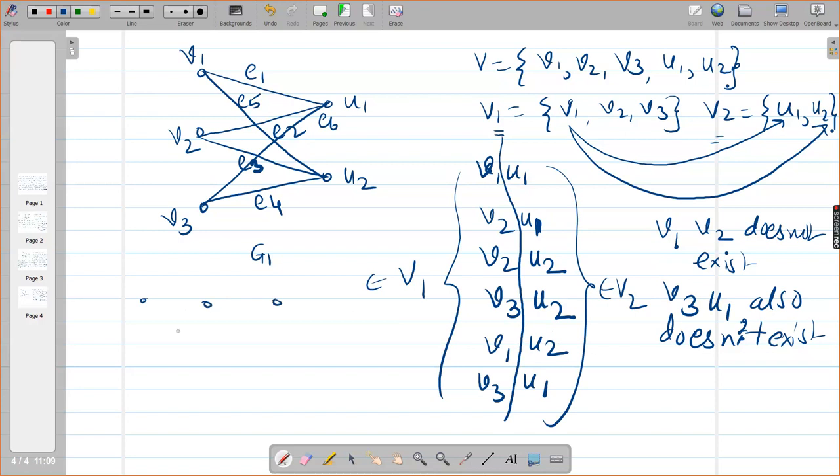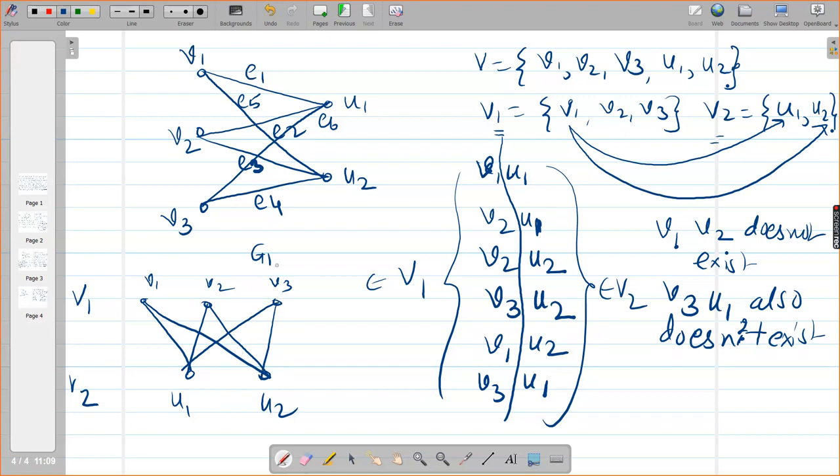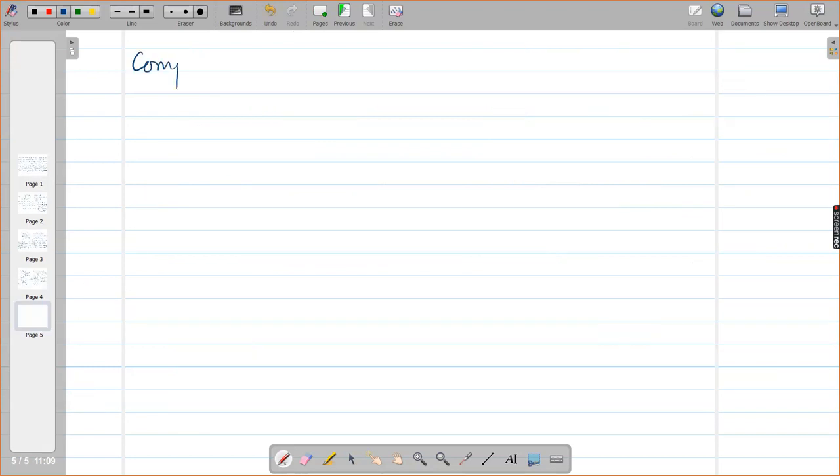So as I have drawn here, these are the vertices of V1, these are the vertices of V2: V1, V2, V3, and these are U1, U2. So I have made these adjacent: V1 with every other vertex of V2, V2 with every other vertex of V2, V3 with U1 and U2. The same graph I am drawing. Do you understand it? Yes, ma'am. Okay. So write the definition of complete bipartite graph.